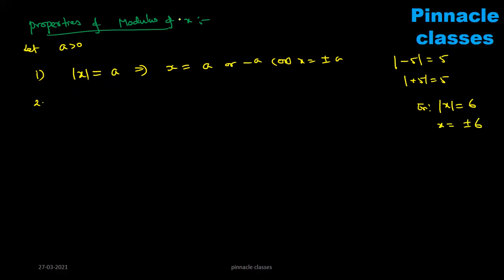Any doubts? Ask me. Modulus of x is equal to a means x can be either positive or negative. That is the meaning. But in this case, that's why I'm giving a is positive. Don't say modulus of x is equal to -2. That is meaningless. Yeah, ask me. What is the doubt?